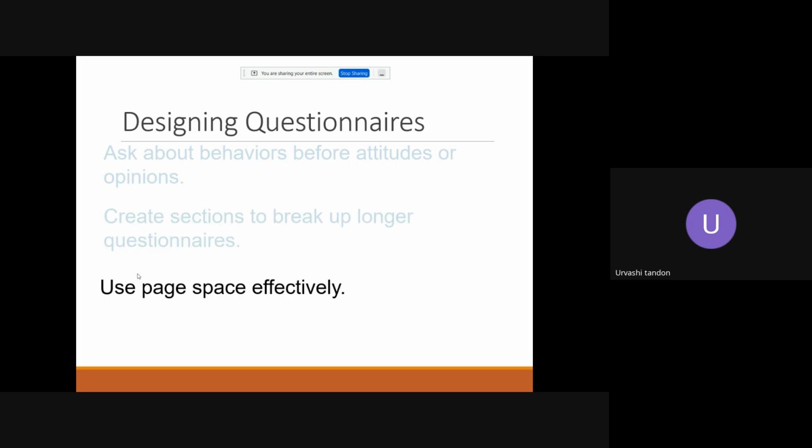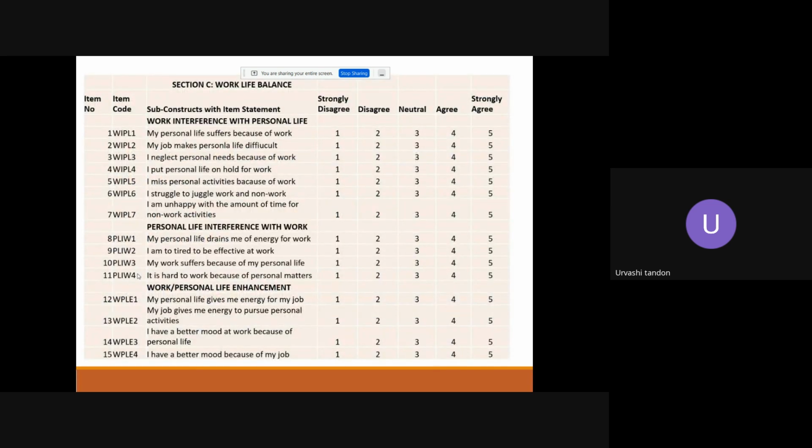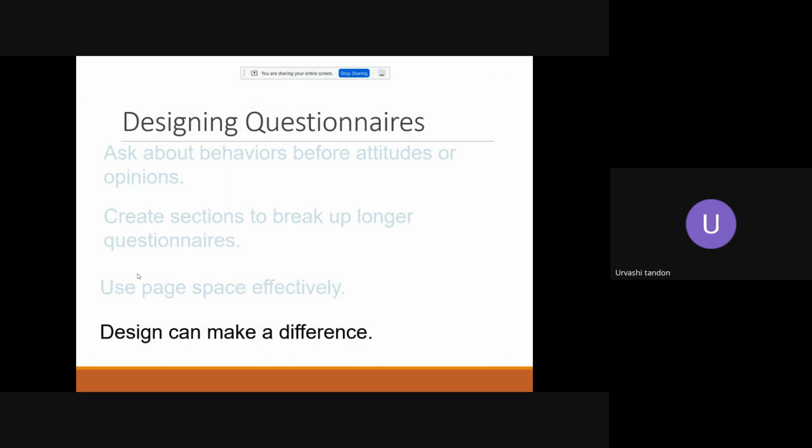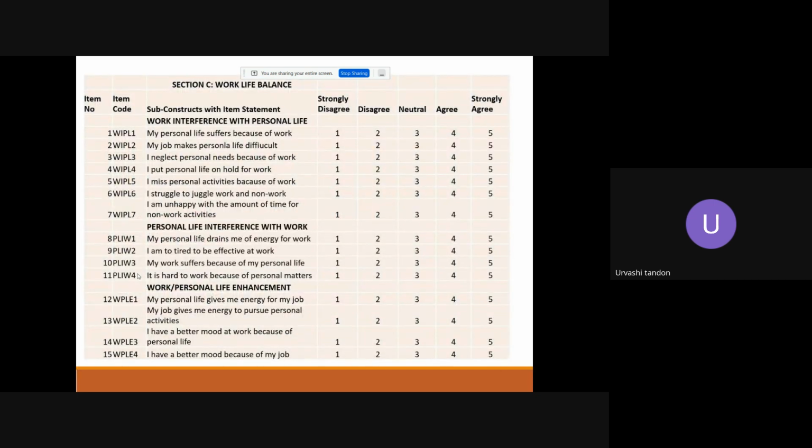Use the page space effectively. We need to use the page space effectively. And the design, yes, the format has to be very good, or the format has to be apt, right? So this is again sections. What I am saying, create sections or subsections. This is how I have broken it into sections and subsections, right? Work life balance, and then again these are the various subsections. And then relevant questions have been added in the particular section.